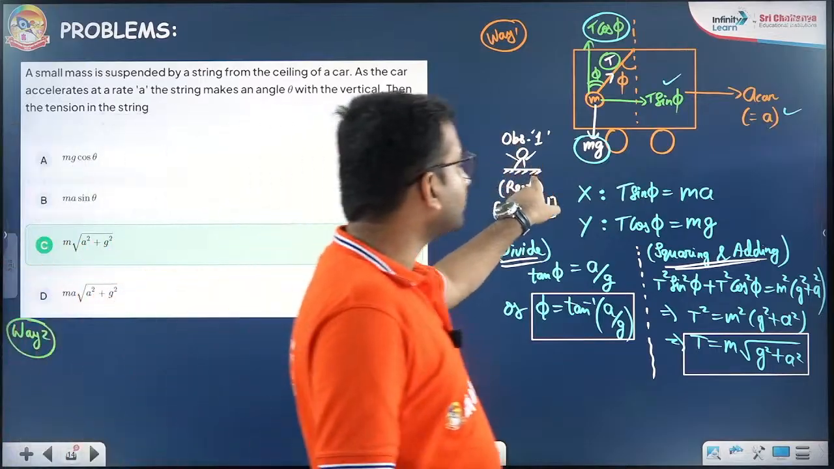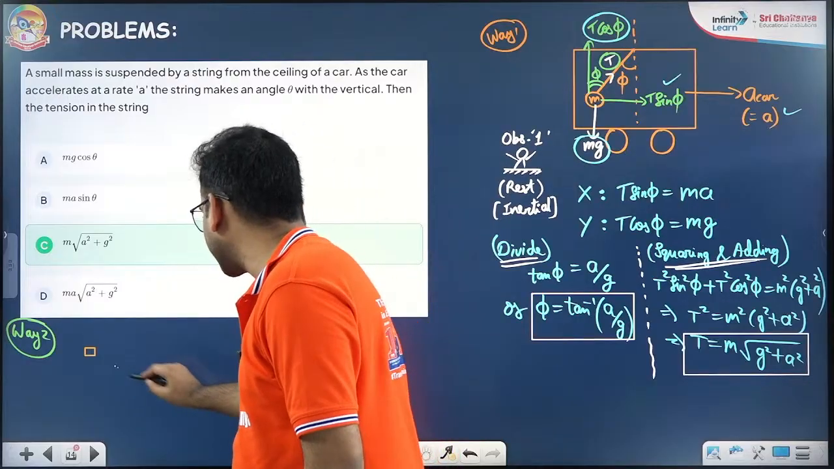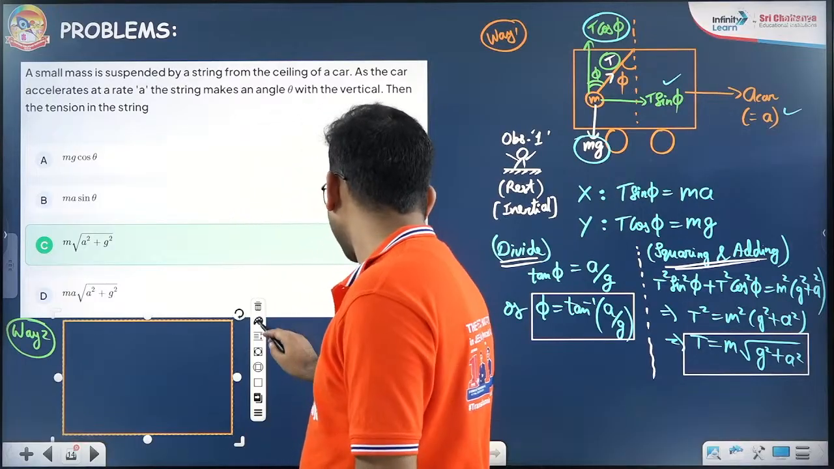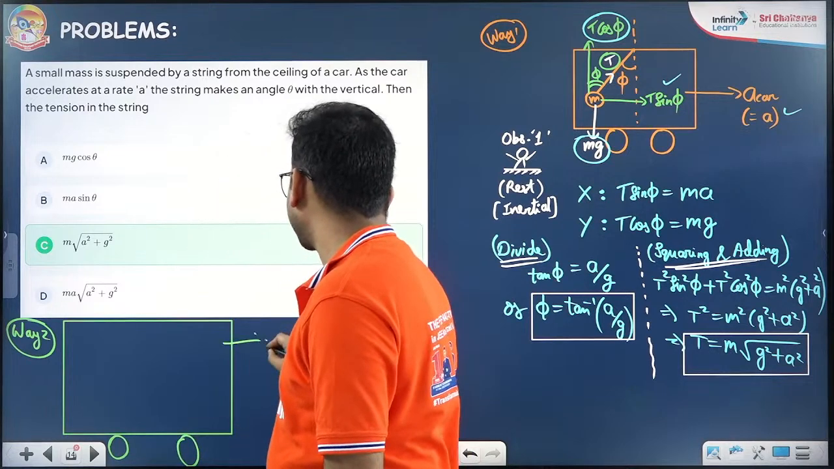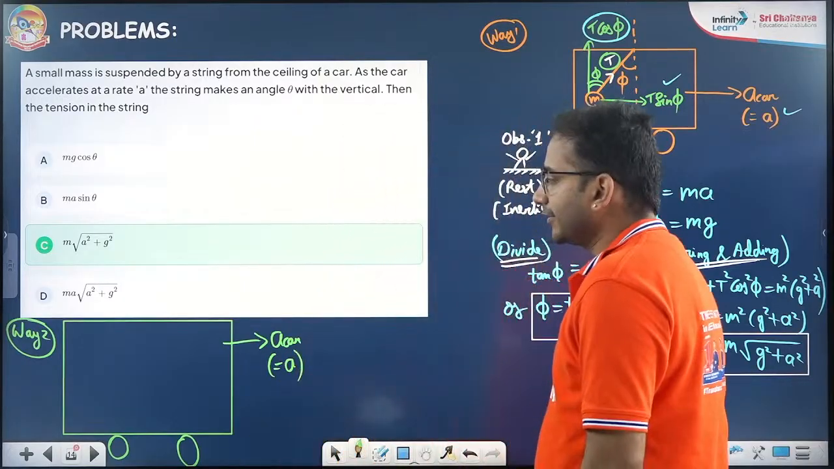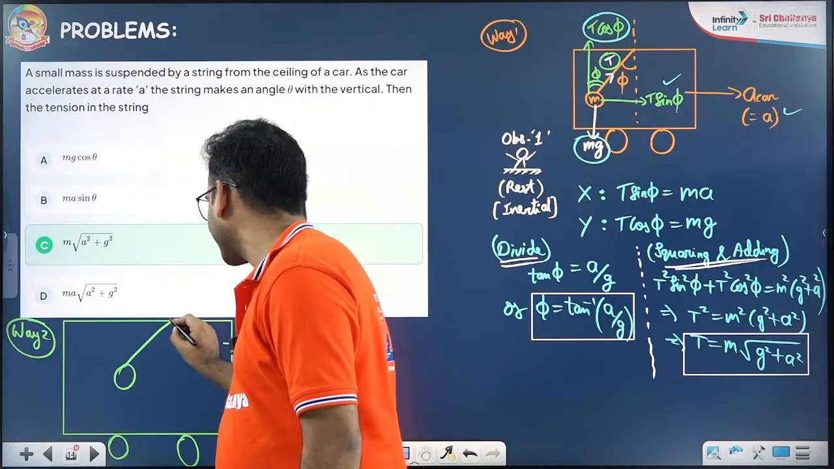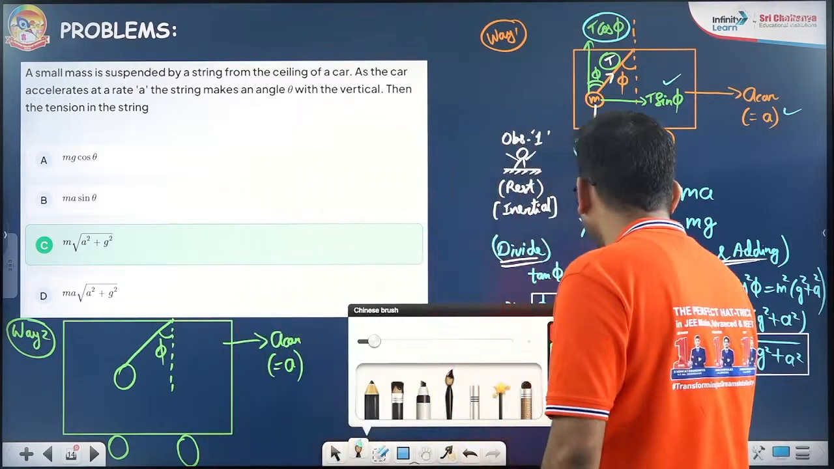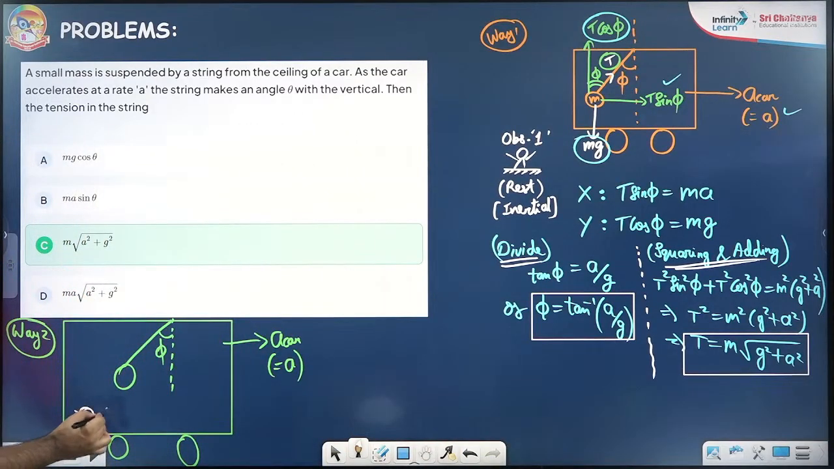Previously, we have been an observer standing on the ground. Now let us be an observer who is not standing on the ground, but who is standing exactly inside the cart. So the acceleration of the car is like this, car or cart, whatever it is, and the bob is somewhere here, like this. This angle with the vertical is given to you as phi. That is the situation. Now I'll become an observer and stand here. This is observer 2.